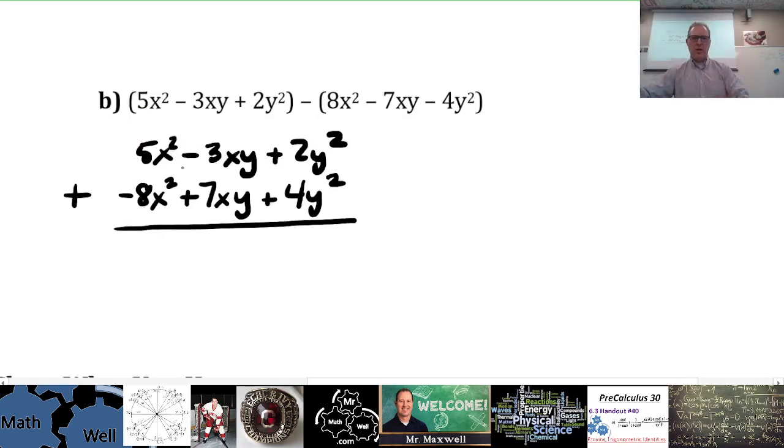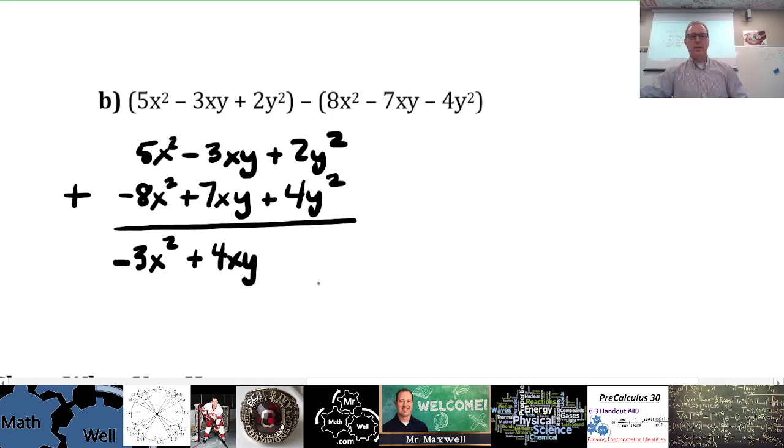Okay, so I got them all in columns. I've changed it to addition. 5 minus 8 is going to be negative 3x squareds. Negative 3xy plus 7xy. Those are like terms, so I'll just focus on negative 3 plus 7. It's going to be plus, what?